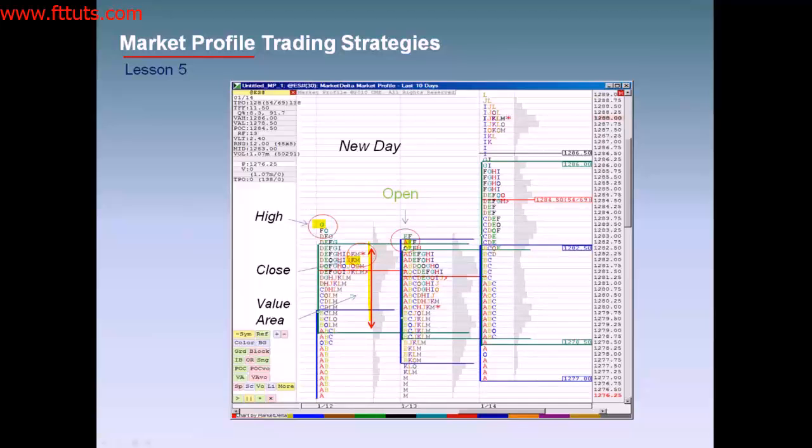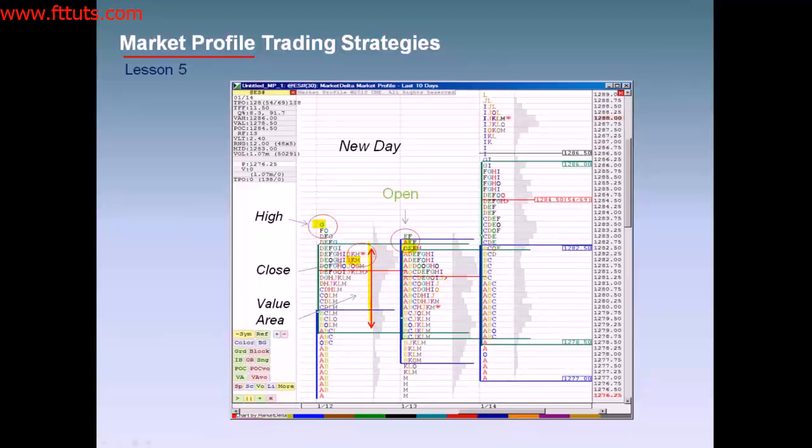Okay, see the open right here, that little O? And we begin to ask ourselves those same questions that we had on the prior slide. Are we above the close? And the answer is yes. Are we above the high? The answer is no. Are we above the value area? Well, not really. No, we're just below it.